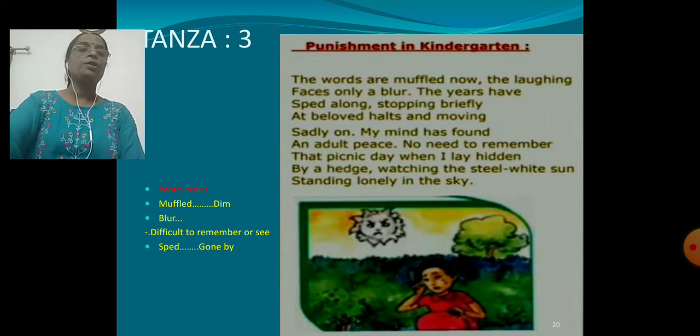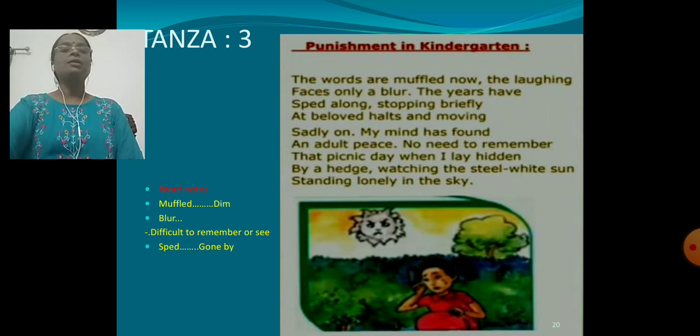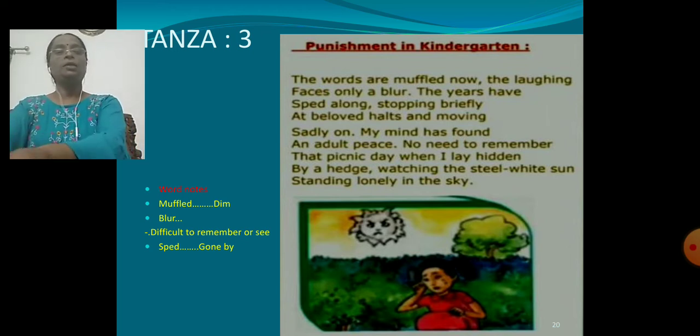The words are muffled now, the laughing faces only a blur. The years have sped along, stopping briefly at beloved house and moving sadly on. My mind has found an adult peace. No need to remember that picnic day when I lay hidden by a hedge, watching the still white sun standing lonely in the sky. So in this third stanza, you can see the peace that Kamla feels, her adulthood, and the solution of her problem.